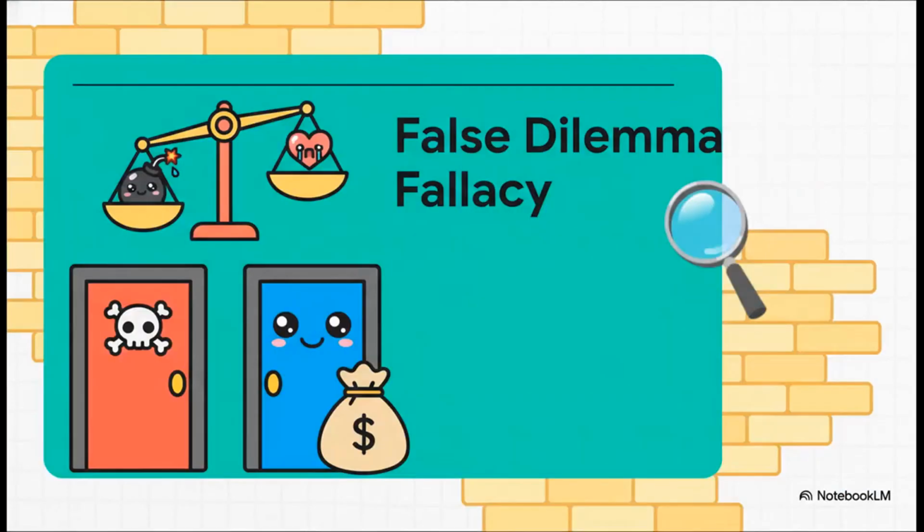Well, this is the false dilemma fallacy. It works by making you think you only have two choices when that's just not the case. It creates this dilemma that might not even be real, basically forcing you to pick between two extremes.